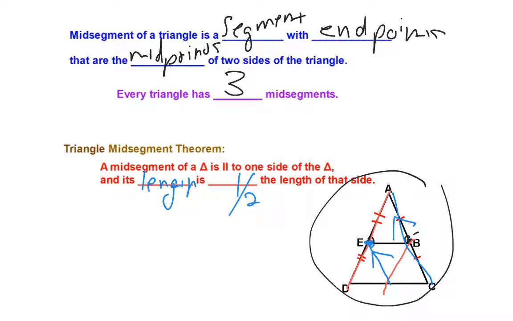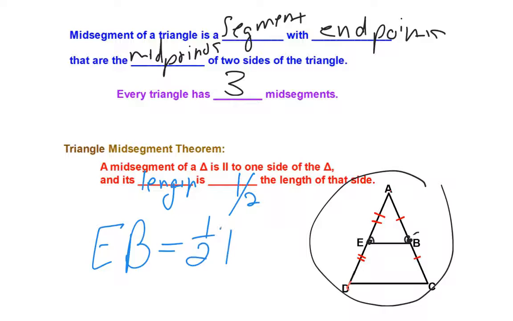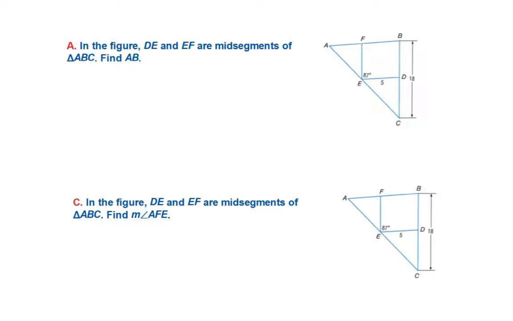So EB in this right here, EB is half of DC, which makes sense because it's the mid-segment. It's in the middle, so it's half of that segment. You guys see that? That was my bad. Let's do a couple problems here.